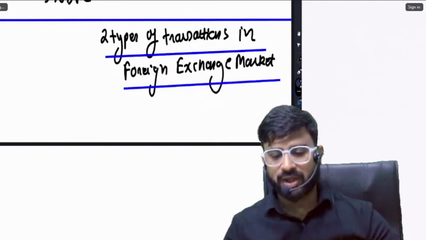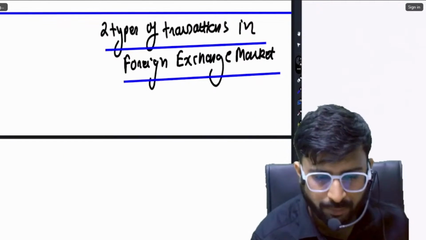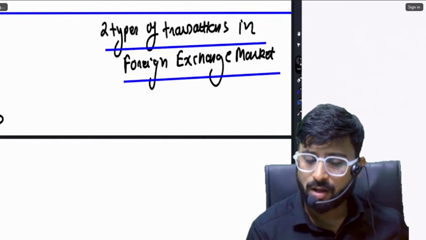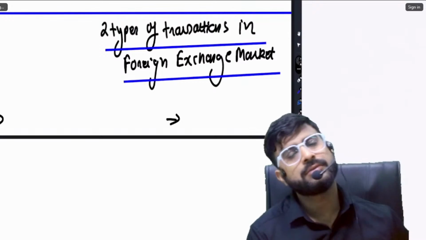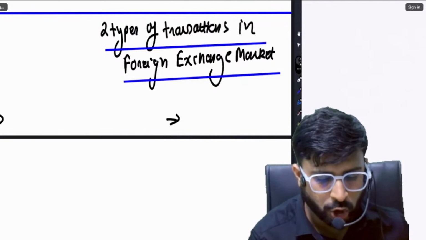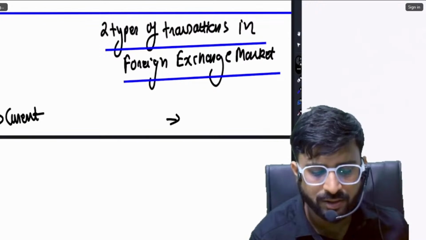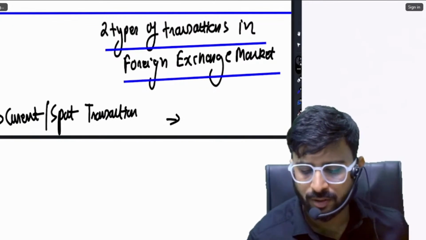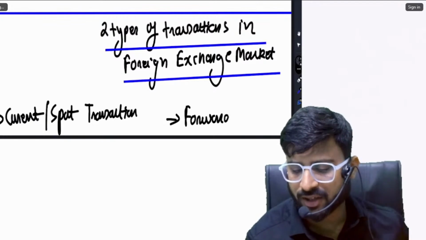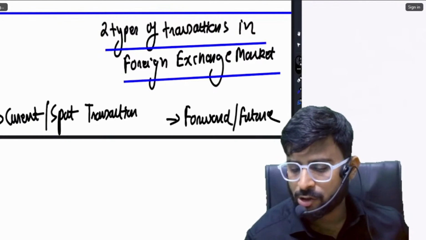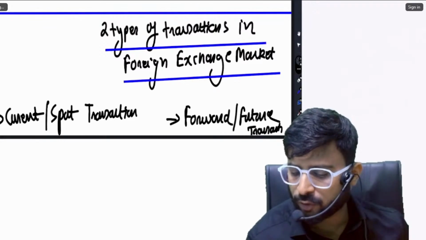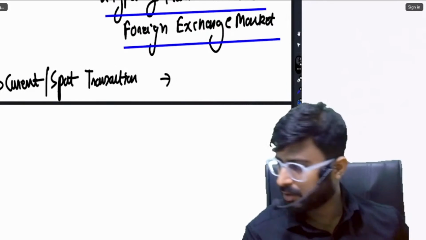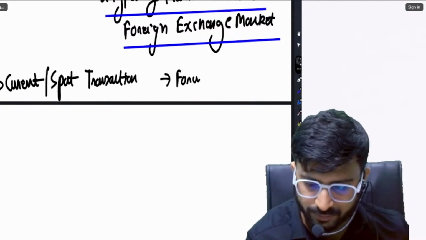Friends, there are mainly two types of transactions in foreign exchange markets. Number one, current or spot transactions. Number two, forward or future transactions. For this, you will need to listen to me carefully. क्या आप लोग रेडी हैं एक और एग्जांपल सुनने के लिए? हाँ ना बोलना पड़ेगा जी.